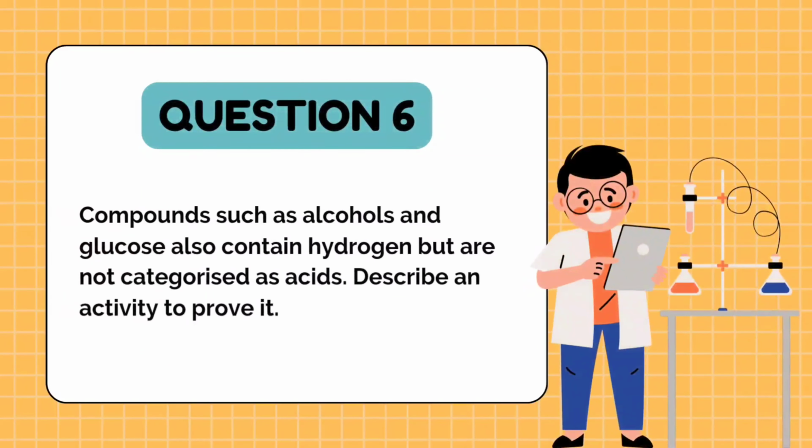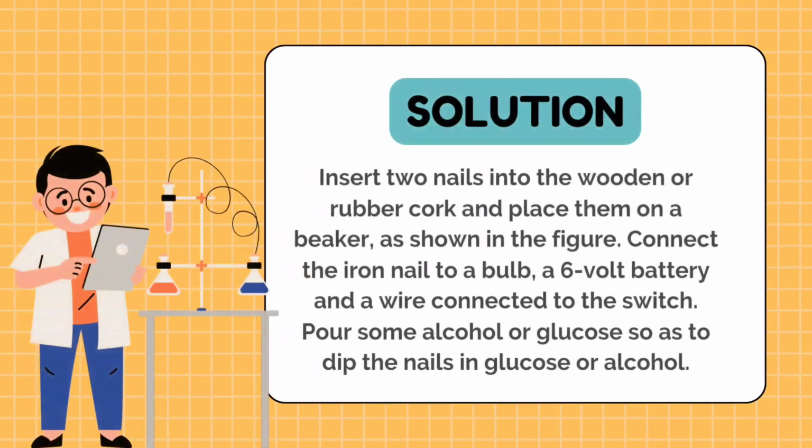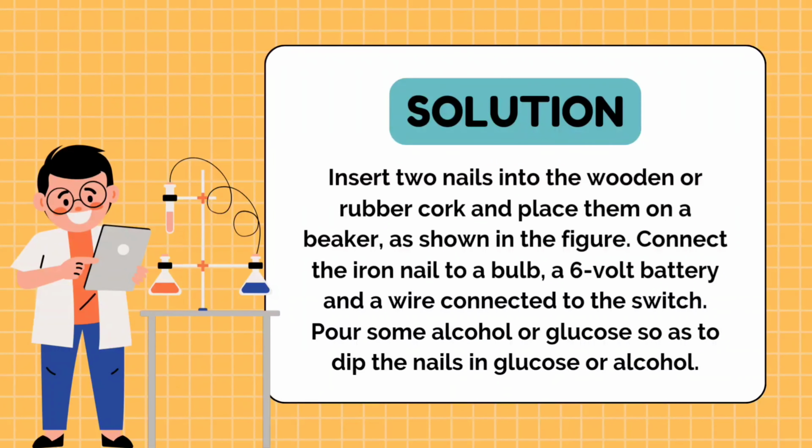Question 6. Compounds such as alcohols and glucose also contain hydrogen but are not categorized as acids. Describe an activity to prove it. Solution. Insert 2 nails into the wooden or rubber cork and place them on a beaker, as shown in the figure. Connect the iron nail to a bulb, a 6-volt battery and a wire connected to the switch. Pour some alcohol or glucose so as to dip the nails in glucose or alcohol.